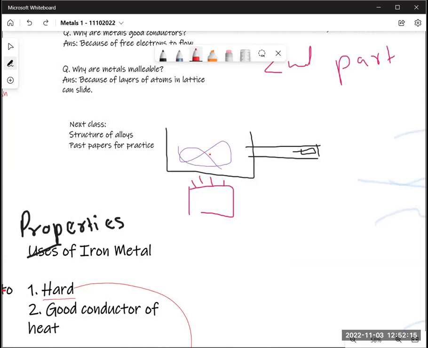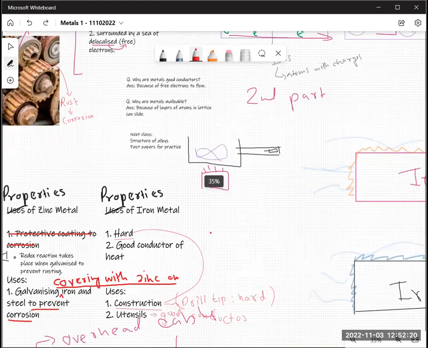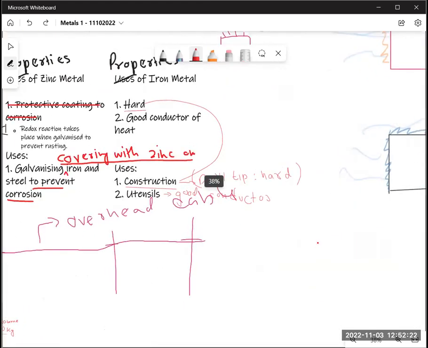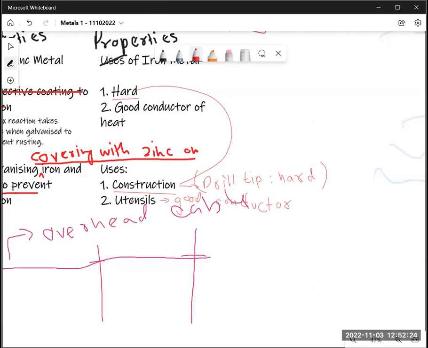And then you won't use wood because it won't heat up, obviously. You won't even use aluminium. The best thing would be to use iron. It's also cheap, by the way. So good conductor is why we use it as utensils. It keeps our things hot.